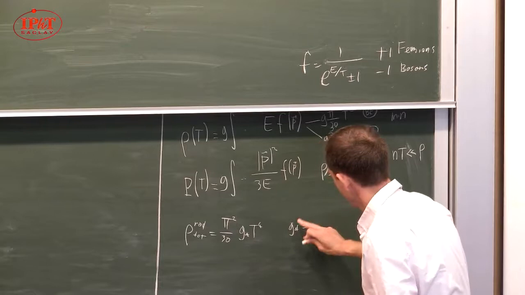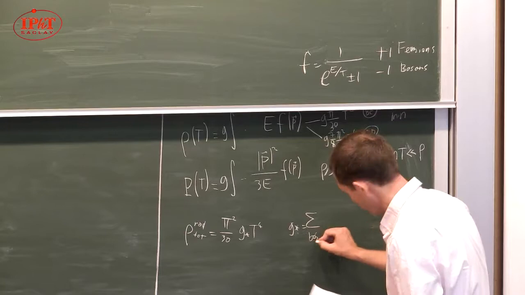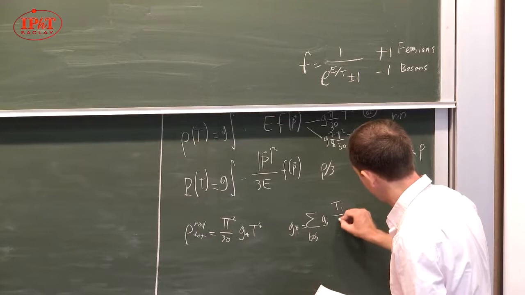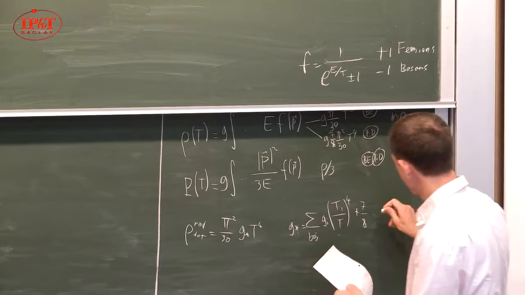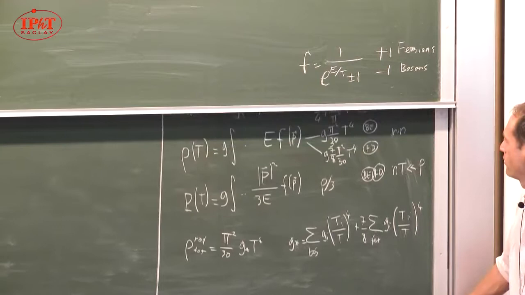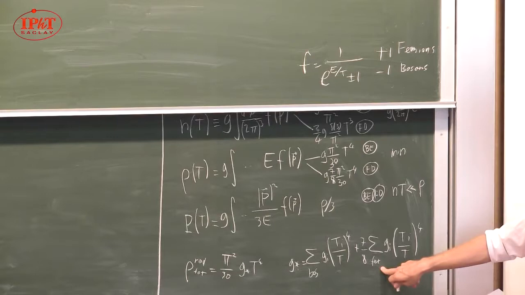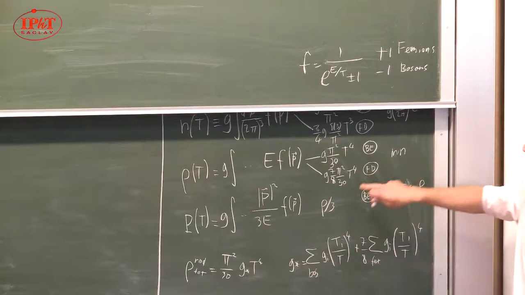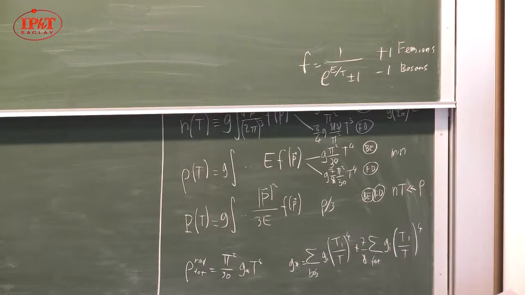g star is defined as the sum over the bosons with their internal degrees of freedom, Ti divided by T to the fourth, plus 7/8 the sum over the fermions, gi Ti divided by T to the power fourth. Okay, so I'm just summing these two up, summing over all the possible bosons in the fluid and the possible fermions in the fluid. So I'm defining this g star so that this expression is formally equal to this one, but g star hides the fact that there are several relativistic fluids inside.